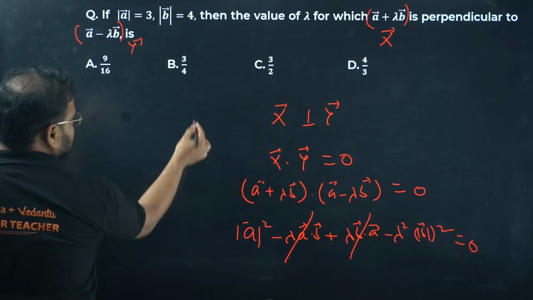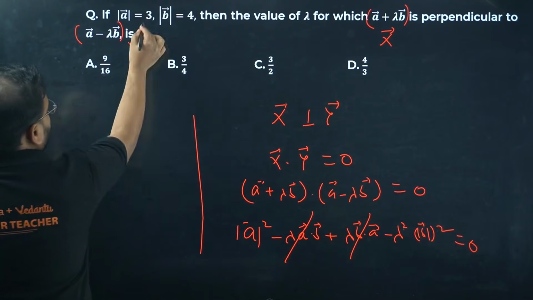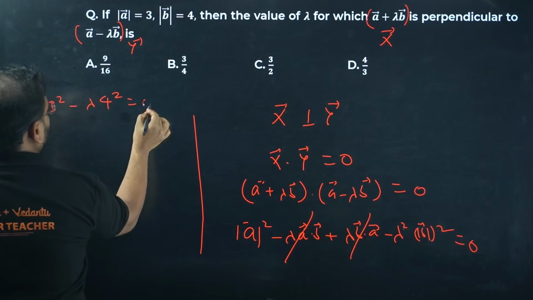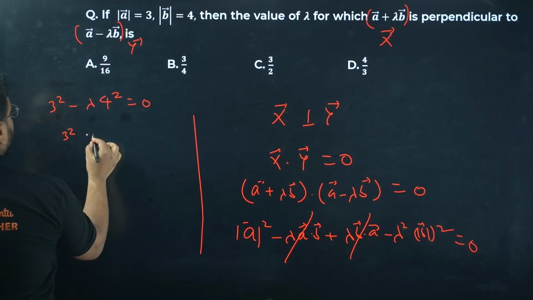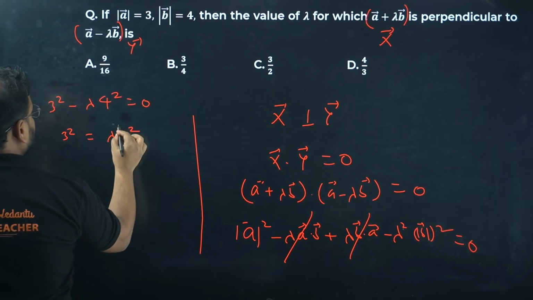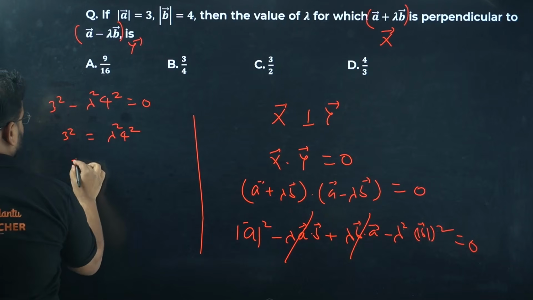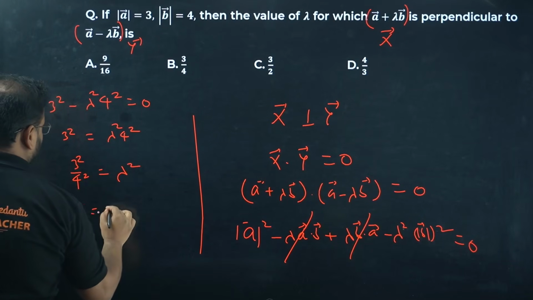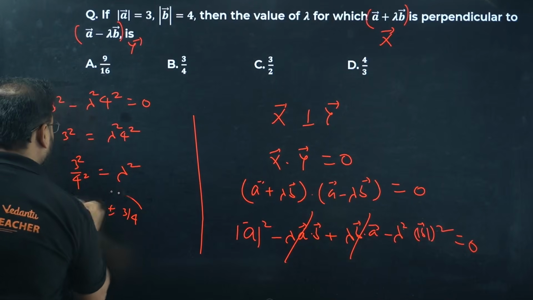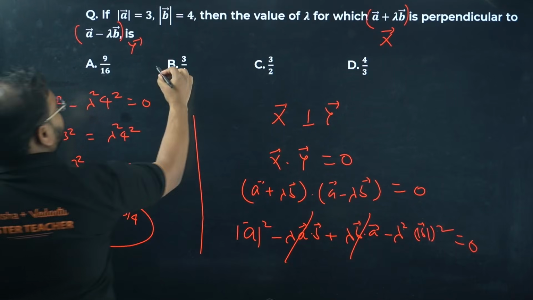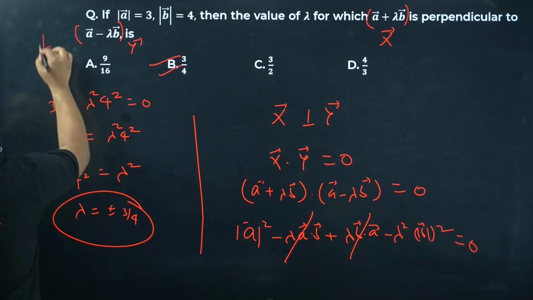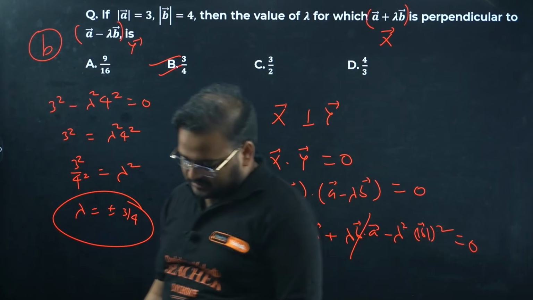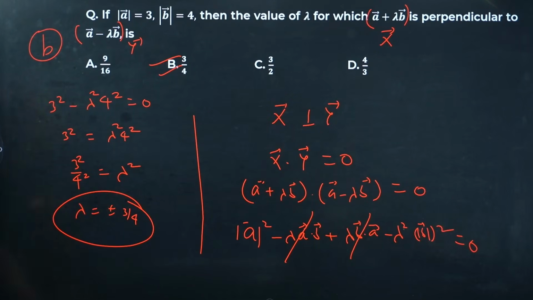What is the answer coming as? Have a look. Mod of a square means 3 square minus lambda square times 4 square is 0. It means 3 square equals lambda square times 4 square. So 3 square by 4 square equals lambda square, which means lambda is plus or minus 3 by 4. Option B is right. We don't have minus 3 by 4 over here. Option B is the right choice. A very simple question in vector algebra.